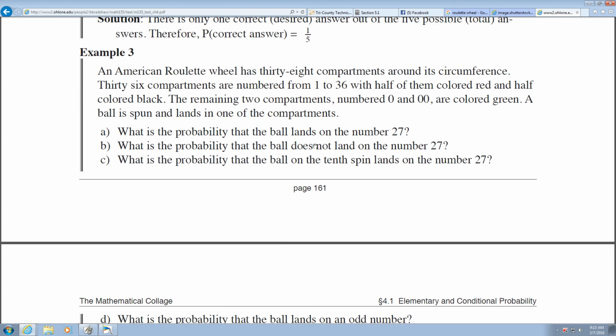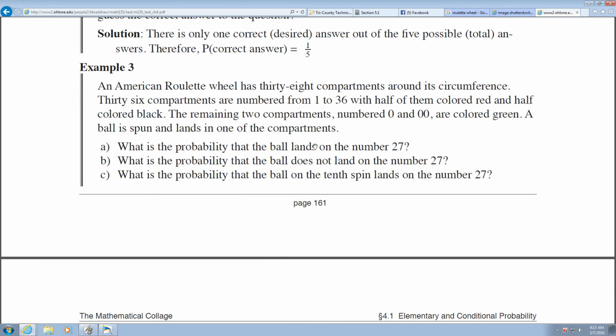All right, we can start on this. An American roulette wheel has 38 compartments around its circumference. 36 compartments are numbered from 1 to 36, with half of them colored red and half black. The remaining 2 compartments are colored green. A ball is spun. What is the probability that the ball lands on the number 27? Well, that's easy. 1 out of what? 38. Okay, good. You got that.